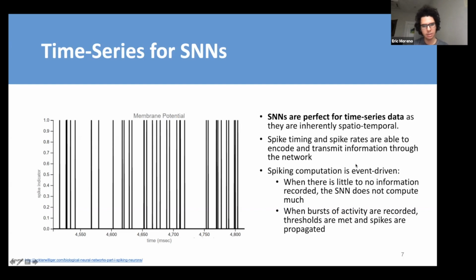And spiking computation is event-driven, which is really important. So when you have little to no information recorded, your spikes don't occur, and so the SNN doesn't have to completely compute its entire model. Remember, back to DNNs, you always have to compute every single node in a DNN. But with an SNN, if you don't see anything of importance, you don't fire the spikes off, and your model ends before you have to do much computation. And of course, when you record bursts of activity, these thresholds are met, and then spikes are propagated through the network. So it makes for a very efficient computation.